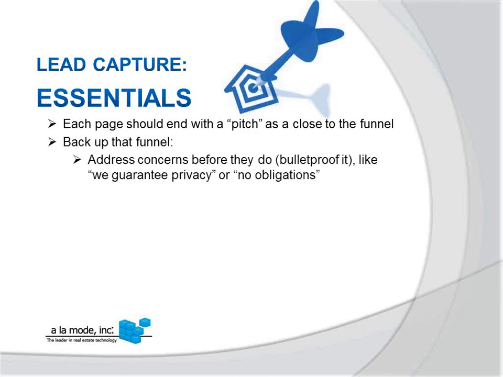What that means is address any concerns they have before they bring it up. This is called bulletproofing. If they have a bullet point that's an objection of theirs, go ahead and call out to it first. For example, before you ask for their contact info, they may say, well, I don't want to give that up. Well, go ahead and say, we guarantee privacy, or hey, there's no obligations. Go ahead and use phrases like that to build confidence so that they will actually feel like you'll put their fears at ease, and they'll be more likely to go ahead and take that next leap.